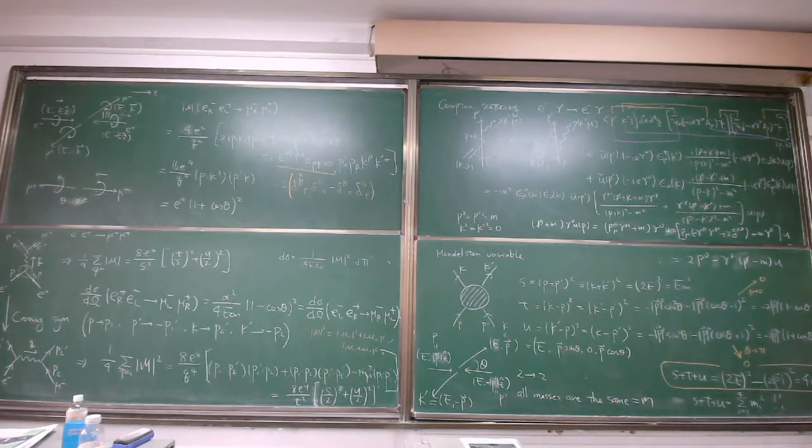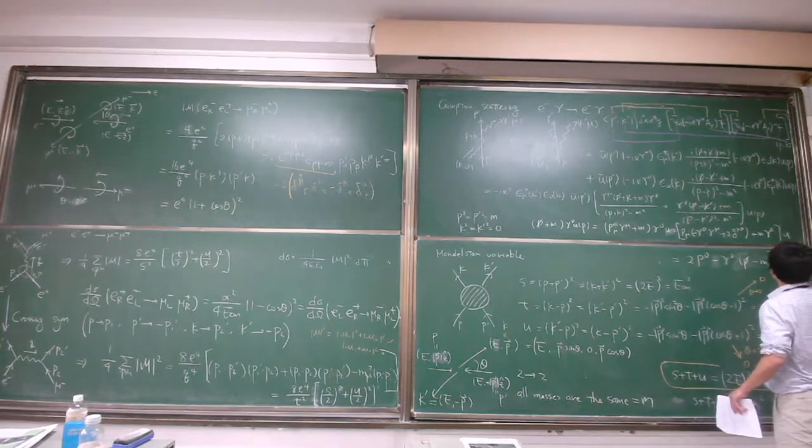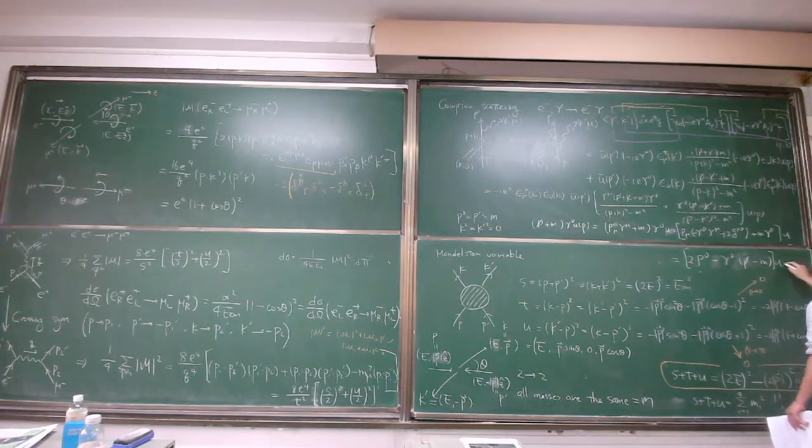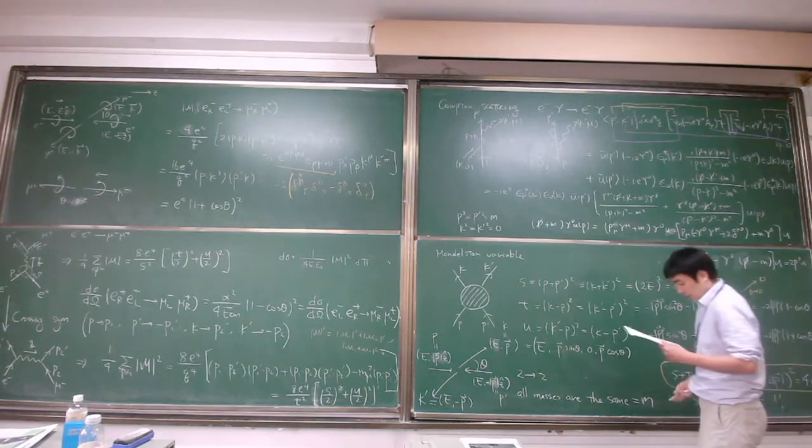That's the case, and we can ignore this one because this is just the equation of motion. It's just the Dirac equation, which is equal to zero. So what's left is this guy, acting on u, and this is equal to 2 P nu u. So therefore this guy.